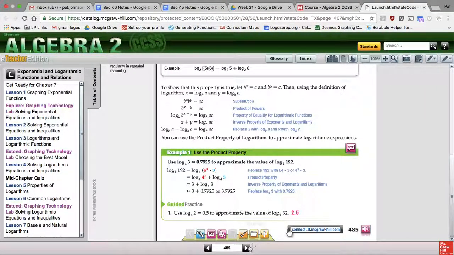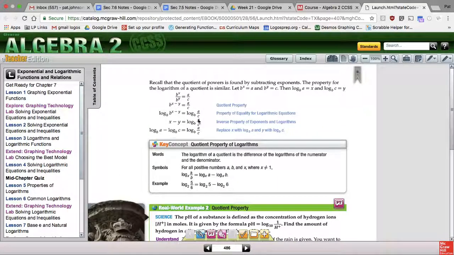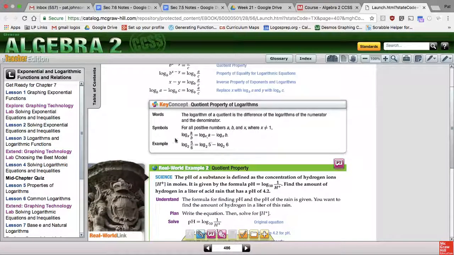So let's look at the example in the book that they give us for the quotient. They go here and they prove it. And I don't think you really care about proving how they got the formula, but you can go through this and we can talk about this in class if you're interested. But basically, there's the quotient property, what I just told you.